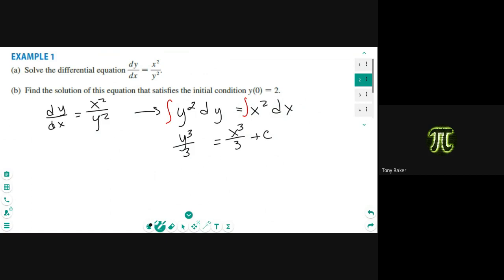Because remember, c can be any constant. So if I had c1 over here and c2 over here, I would subtract the c1 from the other side. I'd still have y to the third over 3 equals x to the third over 3 plus c2 minus c1, which is still just a constant. So I can use any letter I want. That's why we can just put the c. We don't necessarily have to put all that extra stuff there. We can literally just look at it and put the c on just the one side.